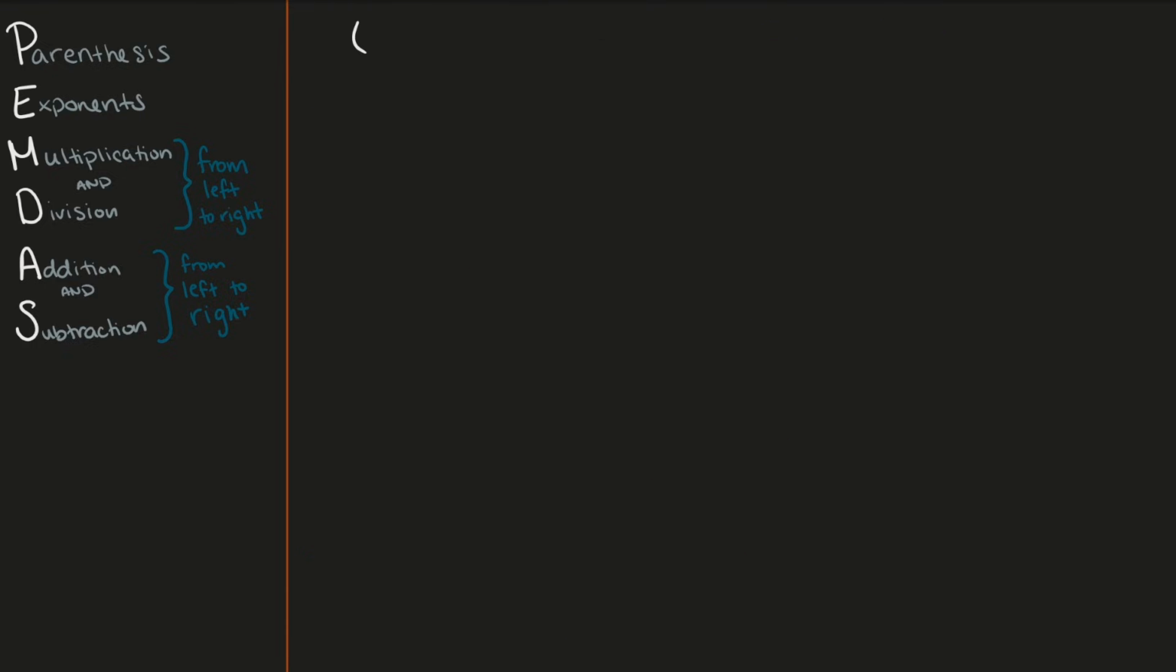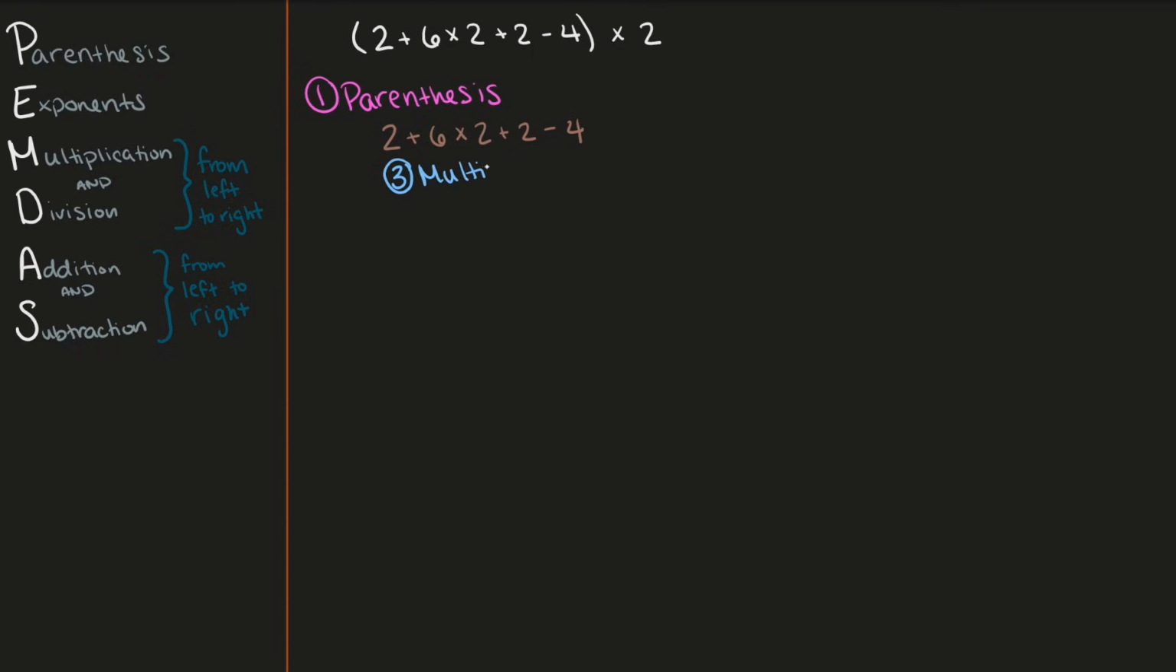In parentheses, 2 plus 6 times 2 plus 2 minus 4, close parentheses, times 2. So, looking at our order of operations, we have to do everything inside that parentheses, also following the order of operations. So first, we're going to do multiplication and division from left to right. So we have 6 times 2.